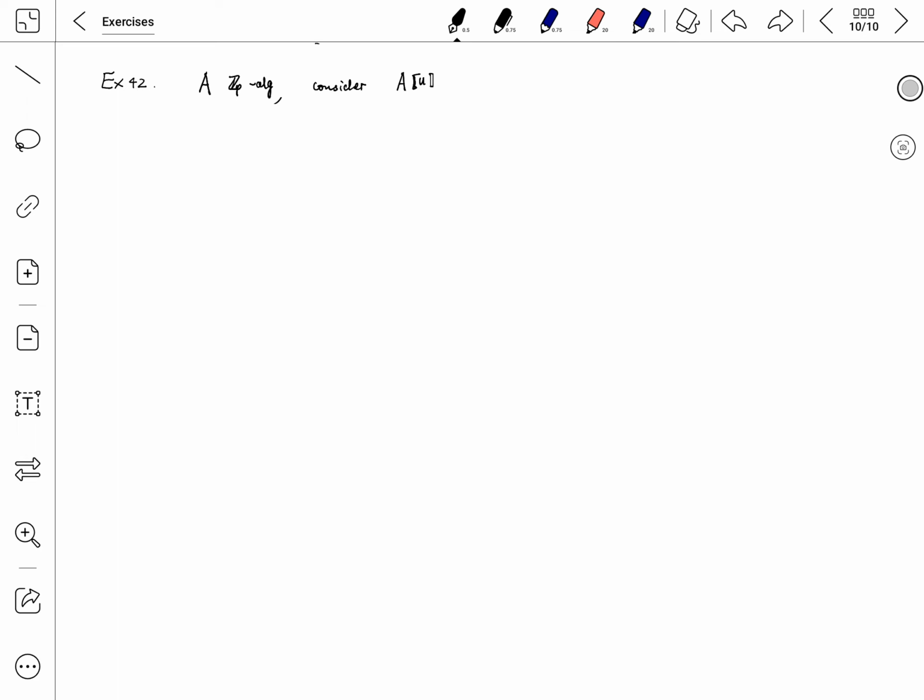Take the u-adic completion, and then we want to invert u minus p, and then we take the p-adic completion. Sorry, take the u-adic completion again. Prove that this is the same as inverting p and taking the u-adic completion.